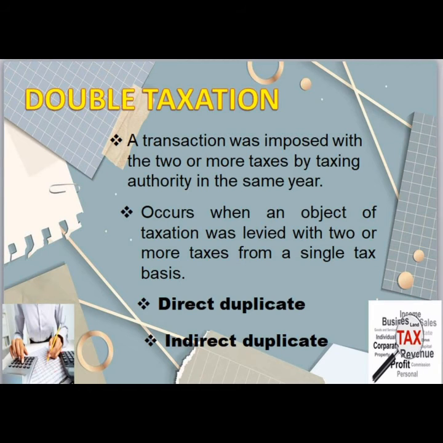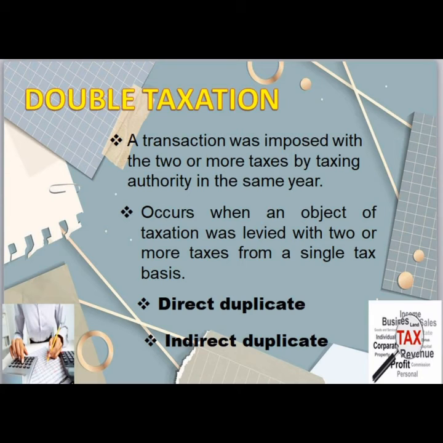Now, let's talk about double taxation. It is when a transaction is imposed with two or more taxes by a taxing authority in the same year. It also occurs when an object of taxation is levied with two or more taxes from a single taxing authority. So what is direct duplicate taxation?